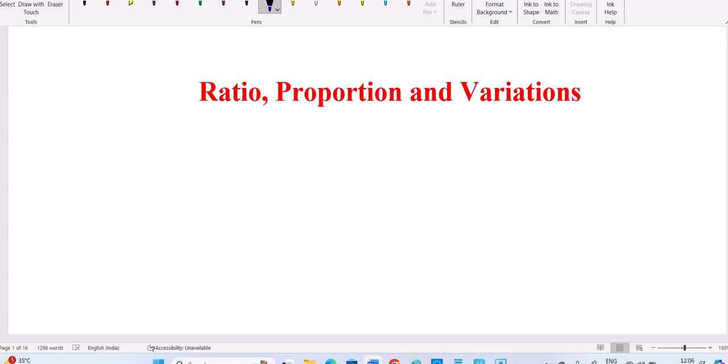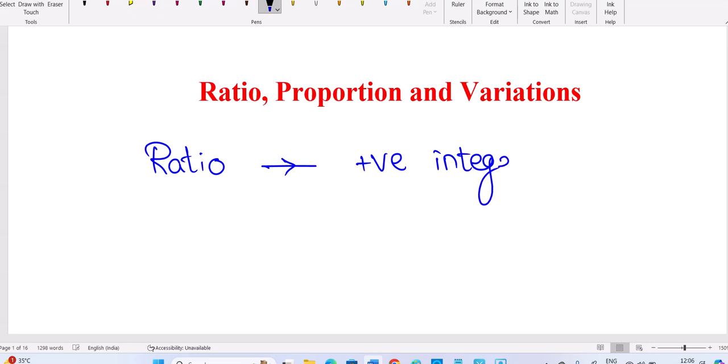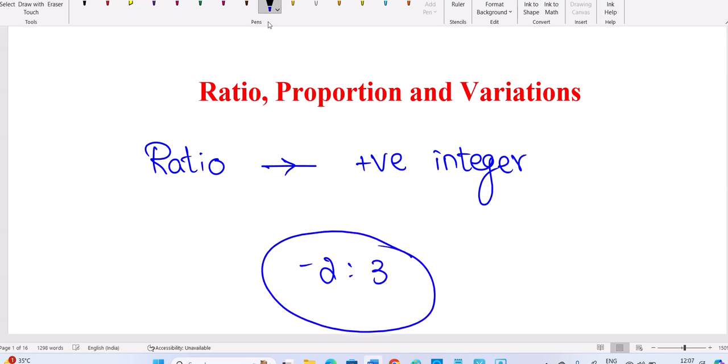First, we'll focus on ratios. One basic point you always need to know is that in ratio, in general, we need to maintain only positive integers. Ratio should be represented in positive integers only. If I say minus 2 is to 3, that is wrong. You never find a ratio like minus 2 is to 3, or 2 is to minus 3. Both are wrong.